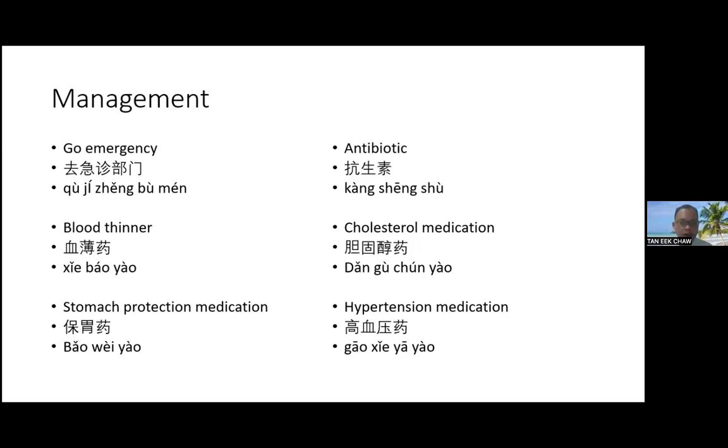But I don't think you all need to know more specific what antibiotic, like for example penicillin in Chinese called what. Although some I know is called 青霉素 for penicillin, but I don't think in general no need to know in detail what is clarithromycin, what is penicillin, what is Bactrim in Chinese. But if you're interested, you can go and find out. And cholesterol medicine, in Chinese we call 胆固醇药. Hypertension medicine we call 高血压药.